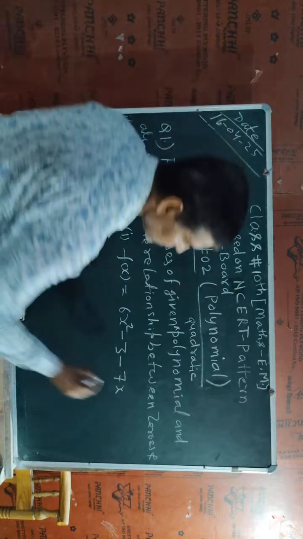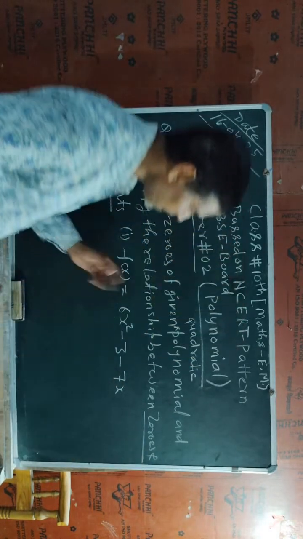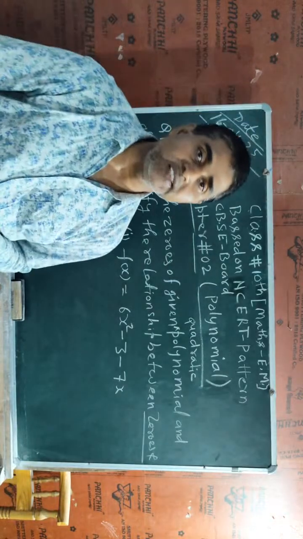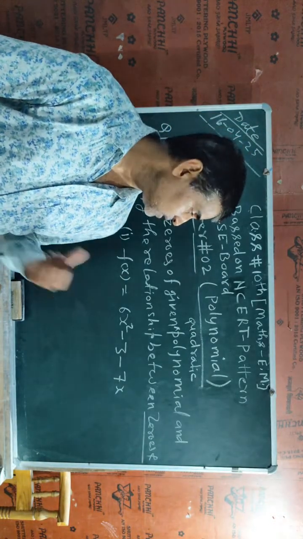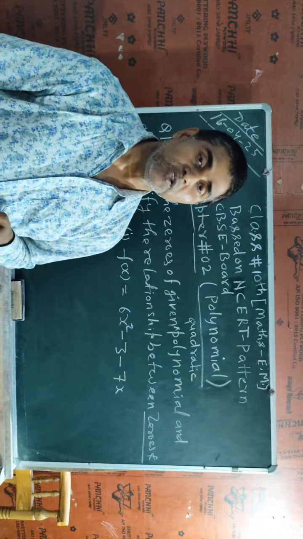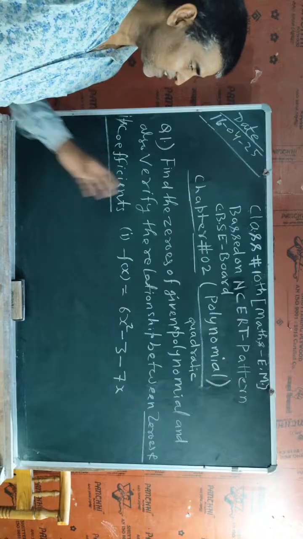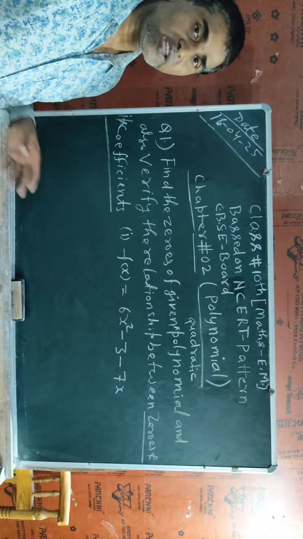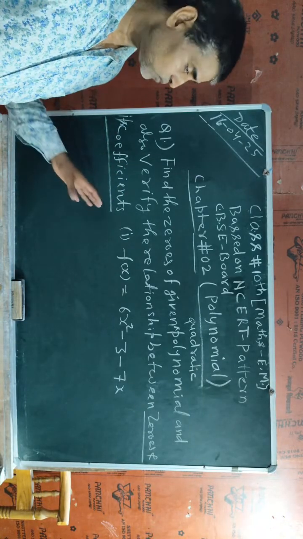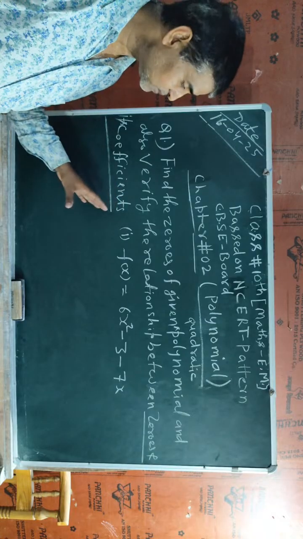Okay, students, first of all we have to find the zeros of the given quadratic polynomial. So this is the question, and you write it properly. After writing it, I am going to explain how we get its zero values, that formula, that concept.